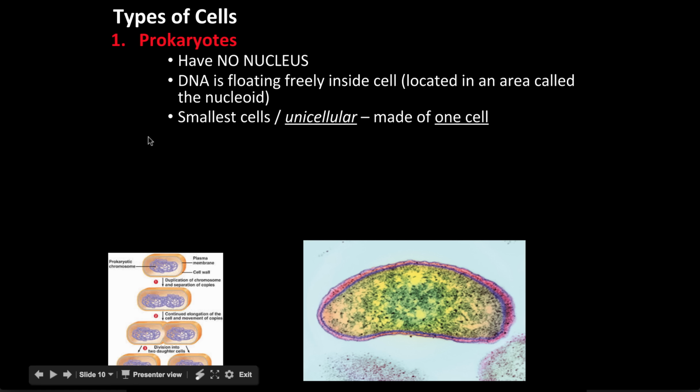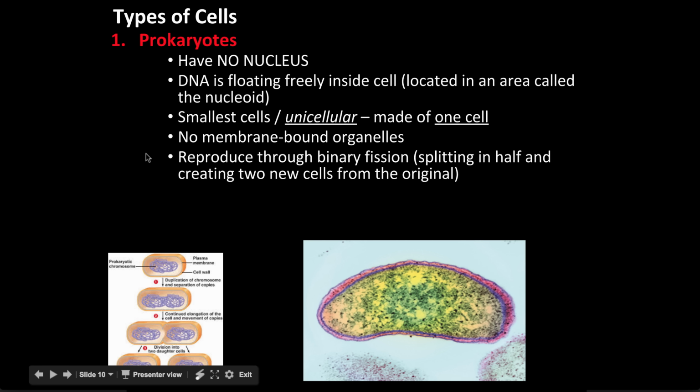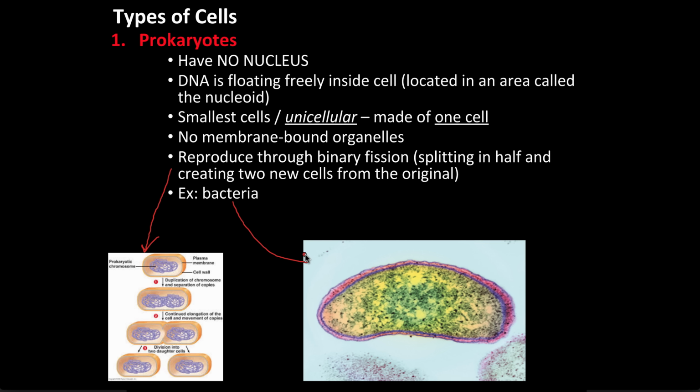They are the smallest. They are unicellular, which means they're made of one cell, and they're tiny compared to eukaryotes. They have no membrane-bound organelles. Again, when we talk about organelles, it's going to make a little more sense. And they reproduce through binary fission, so they split in half and create two new cells rather than have a more complex procedure. So binary fission is shown down there in that diagram. And the example is bacteria. So here's bacteria present.